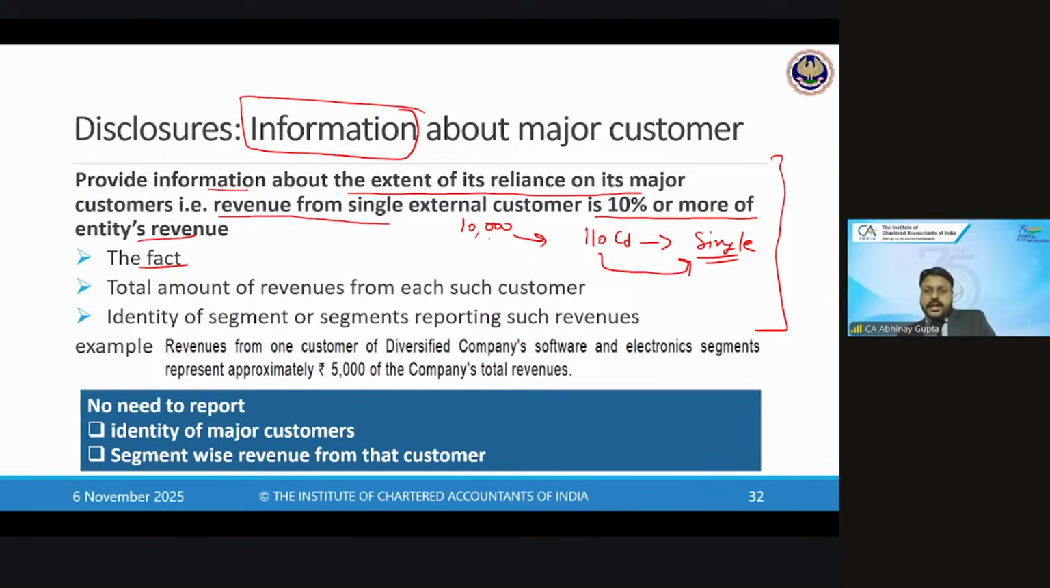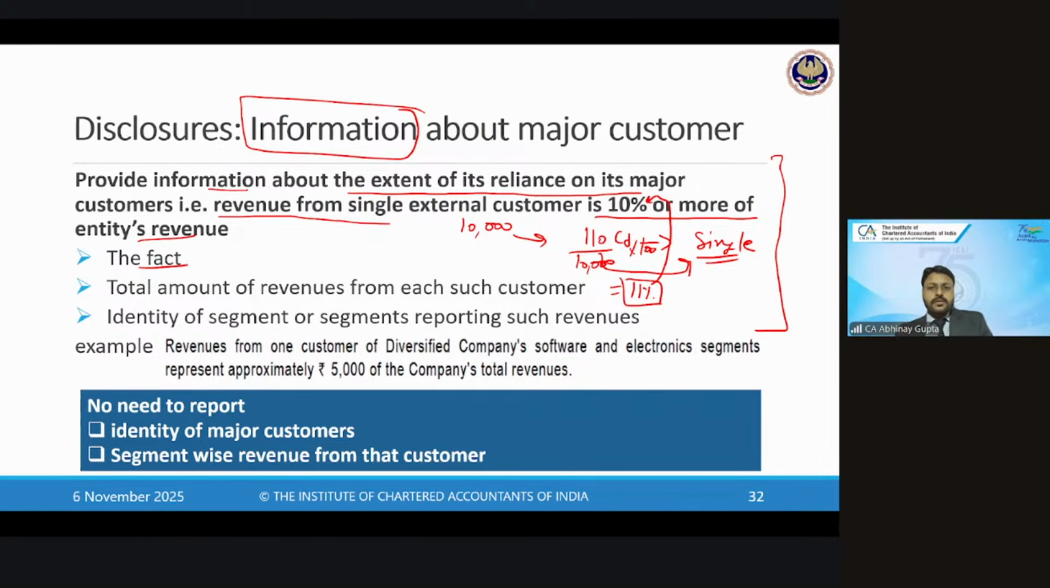Yes, sir. 110 crore divided by 10,000 into 100. How much is the percentage? 11%? Right? Yes, sir. And 11% is greater than 10%. That's the condition the disclosure has cast.